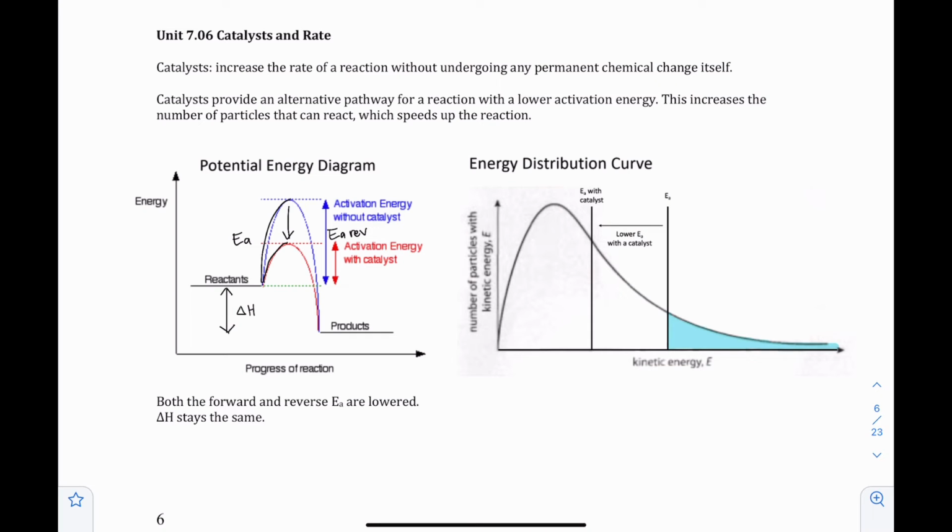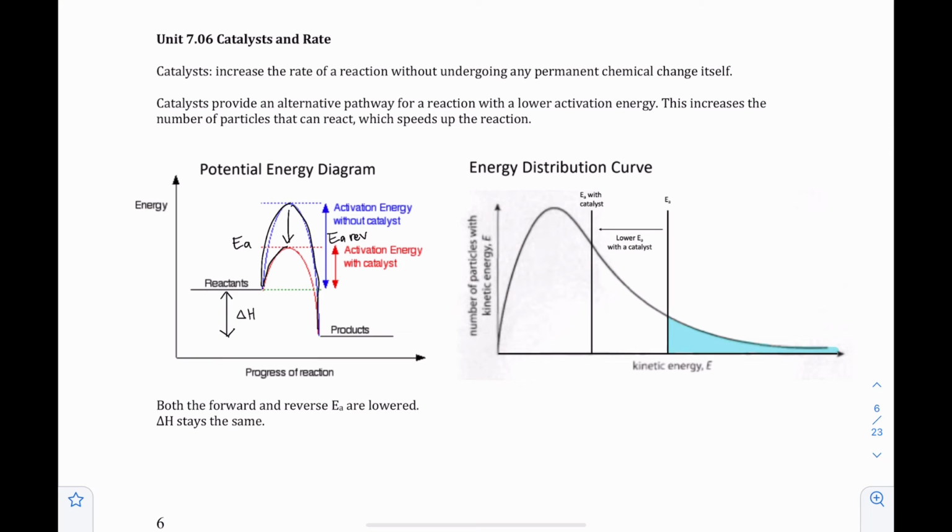And the reverse activation energy, or EA reverse, would also be lowered. But notice how the energy of the reactants at the beginning of the reaction and the energy of the products at the end of the reaction stays the same. That means that the overall delta H for the reaction will stay the same as well.